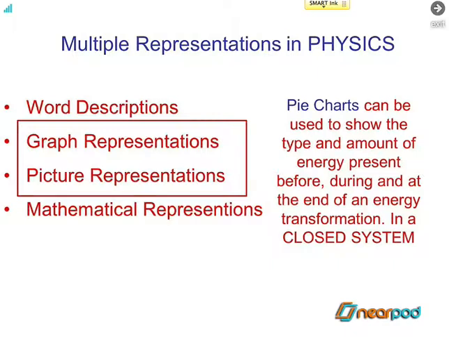Now, there are multiple ways that we can represent a closed system, but the easiest is going to be a pie chart. We can use that pie chart to show both the type and the amount of energy present before, during, and at the end of an energy transformation.